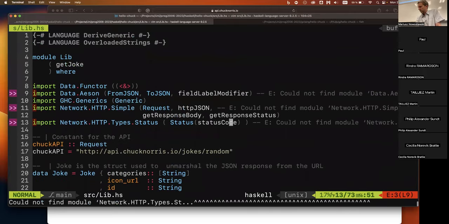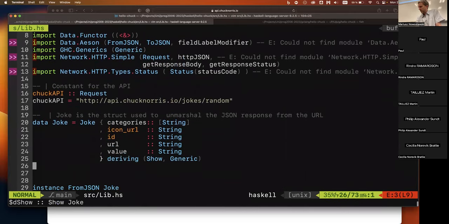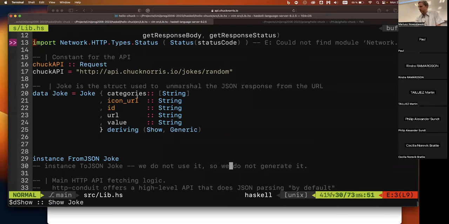Okay, so we have a joke, and then we have to tell the compiler to generate code to get from JSON to the joke. And we're doing it by this line of code. We're telling it, please generate a parser which will convert from JSON to Joke. It basically implements this fromJSON method, right? It will be automatically generated for you.